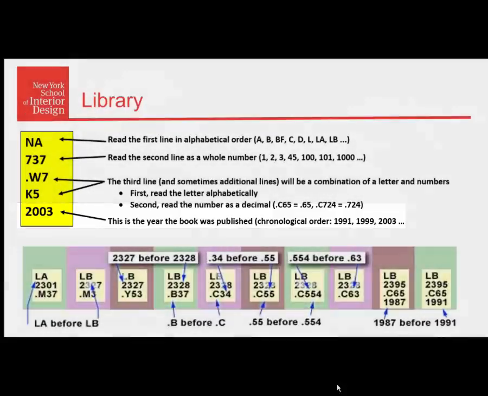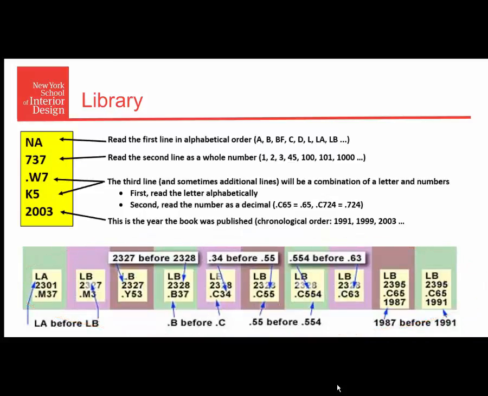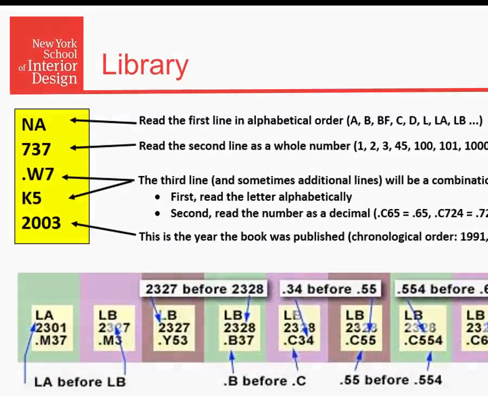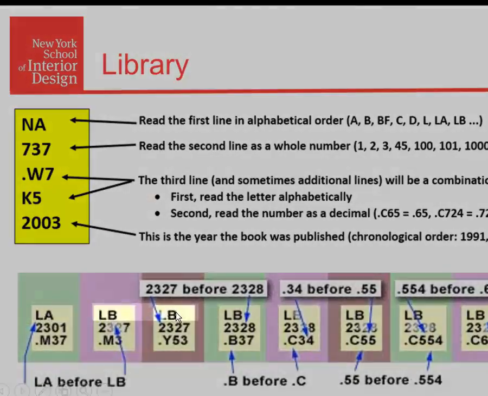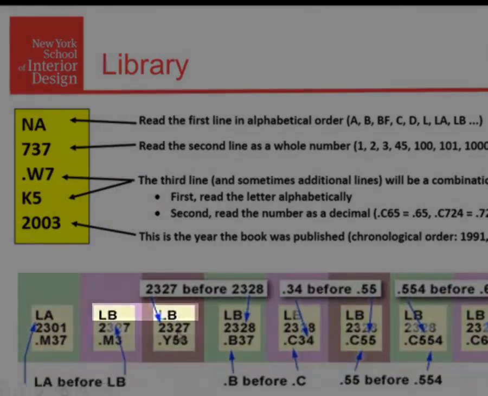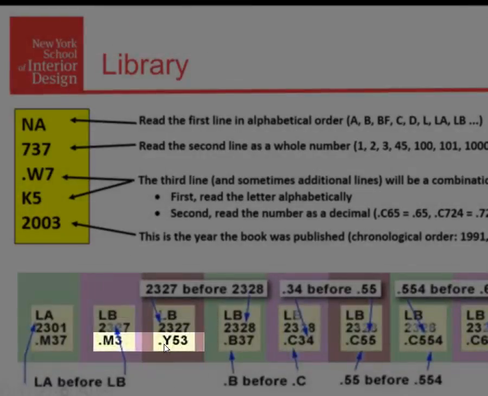Here is an example of several call numbers arranged in the correct alphabetical and numeric order. If the first lines of a call number are the same, you move on to the second line to determine the order. So, LA before LB. Here the first line is the same, the second line is the same, so M comes before Y, and so forth.